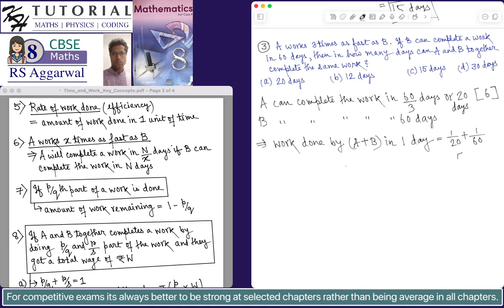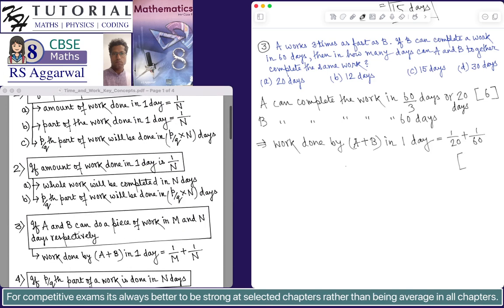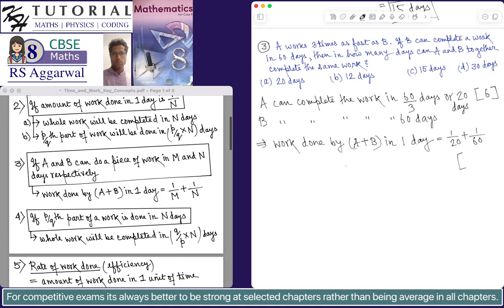This is applying which concept? Concept 3. So this is equal to 1 by 20 plus 1 by 60. LCM is 60, so 4 by 60, which means 1 by 15. So 1 by 15 is the amount of work done by A plus B in 1 day. 1 by 15 amount of work also means that 1 by 15 part of the whole work is done in 1 day.